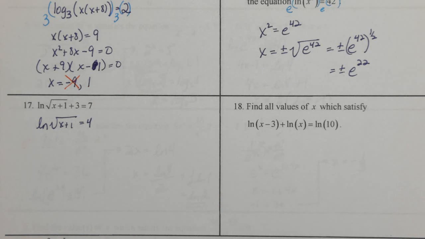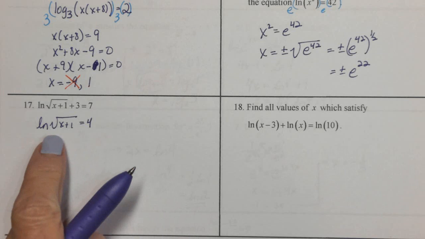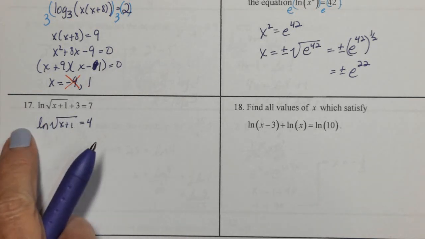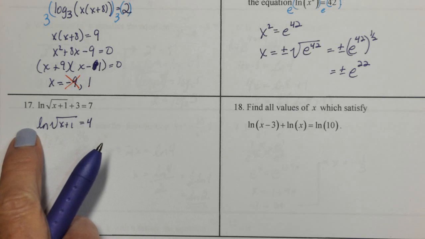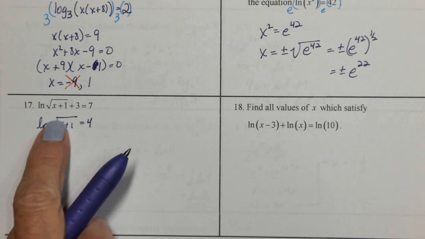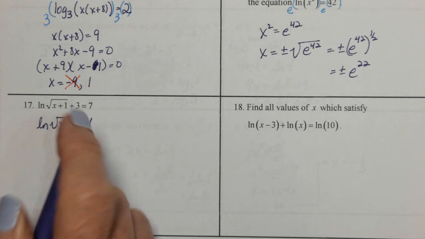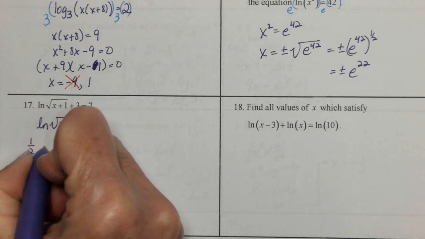And now I'm going to be nice to myself by taking this power that's on the argument and pulling it out to be the coefficient on the log. The power on the argument is a 1/2. It's going to be nice for me if I move that 1/2 to be the coefficient on the log.